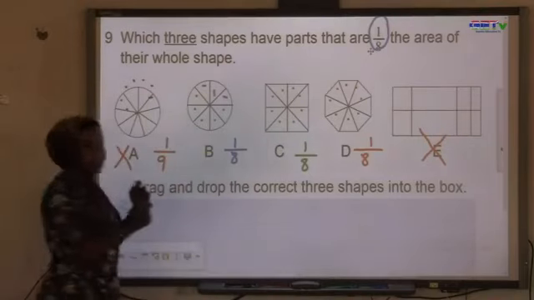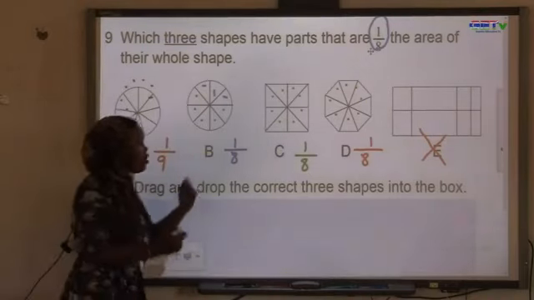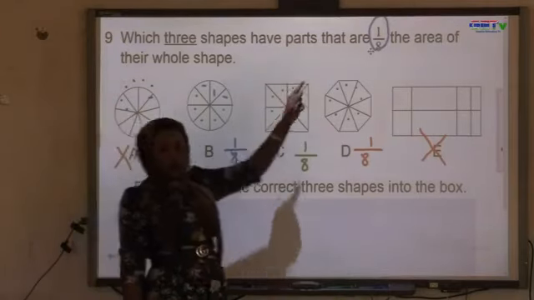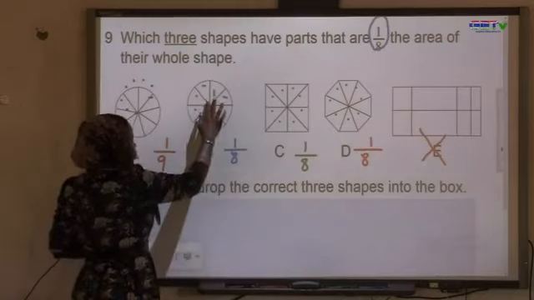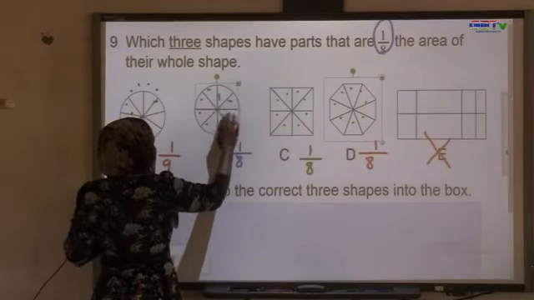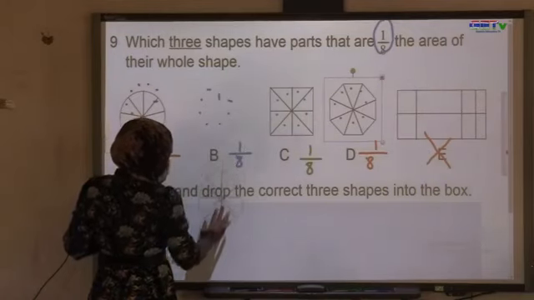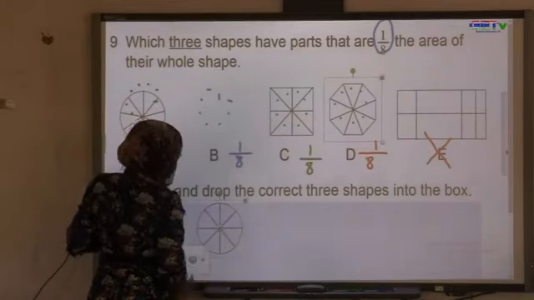How about option B? In option B, we have 1/8, and that's exactly what we are looking for. So we have to drag it, so we bring it down. So we have it here.